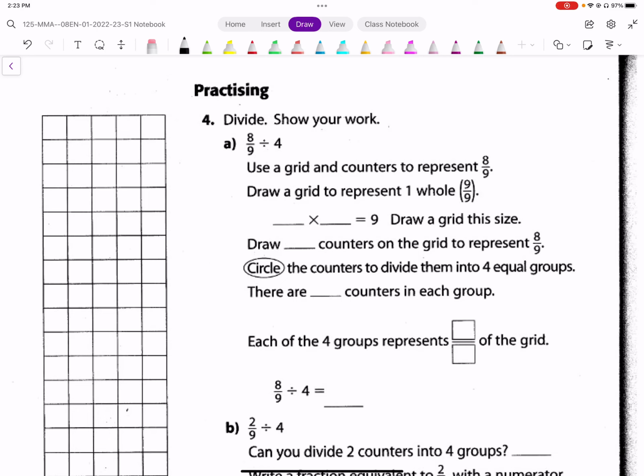This practice is using the model to show division. And what we're going to do is divide the numerator. So here we have 8 over 9 divided by 4. So what does that look like first?